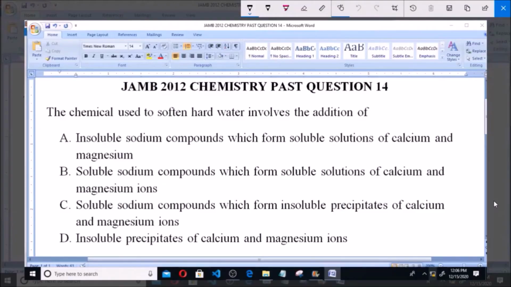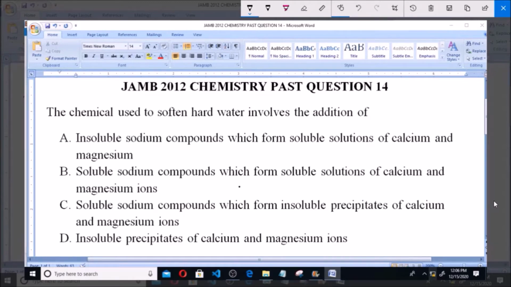Good day and welcome. I'll be answering JAMB 2012 Chemistry Past Question 14. The chemical used to soften hard water involves the addition of A. Insoluble sodium compound which forms soluble solution of calcium and magnesium. B. Soluble sodium compounds which form soluble solutions of calcium and magnesium ions. C. Soluble sodium compounds which form insoluble precipitates of calcium and magnesium ions. D. Insoluble precipitates of calcium and magnesium ions.